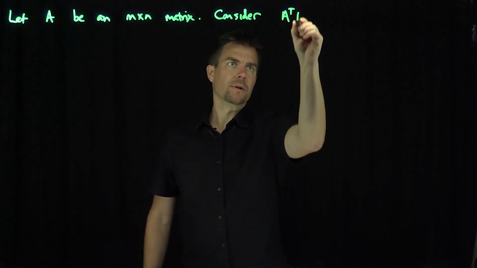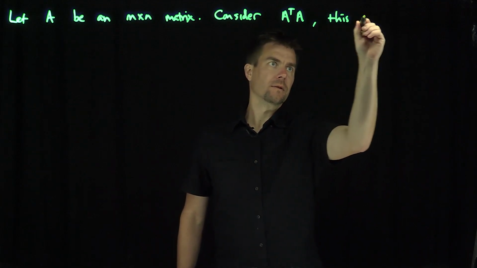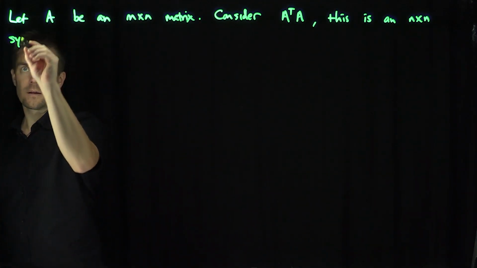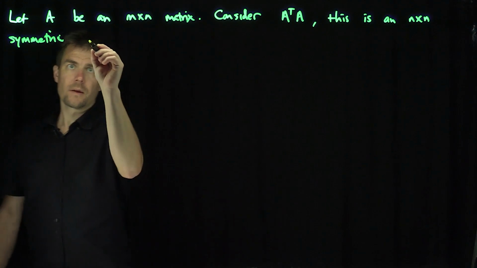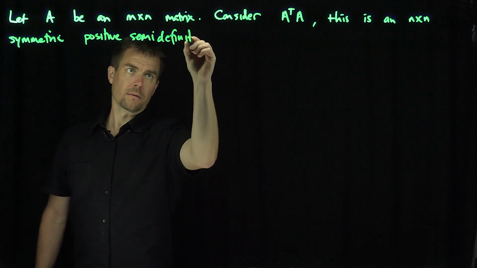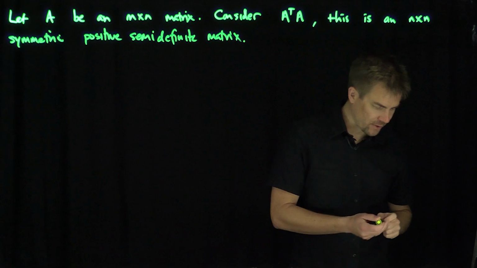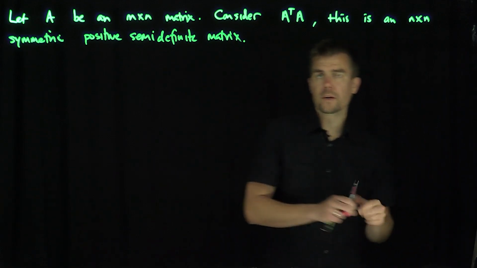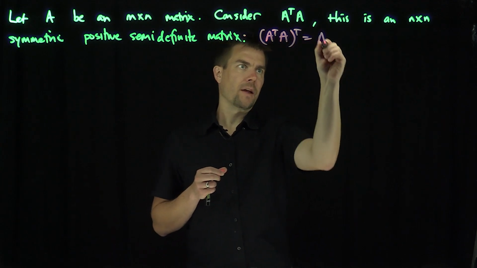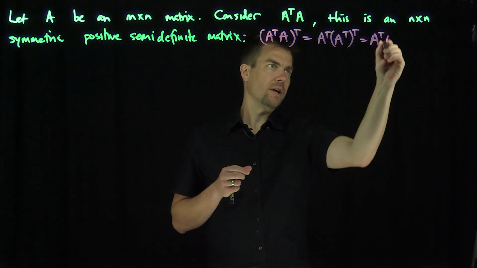A transpose A, which will be an n by n symmetric positive semi-definite matrix. That's easy to see. We can easily verify that A transpose A is symmetric, because if I look at its transpose, that will be A transpose transpose, which is just A transpose A.